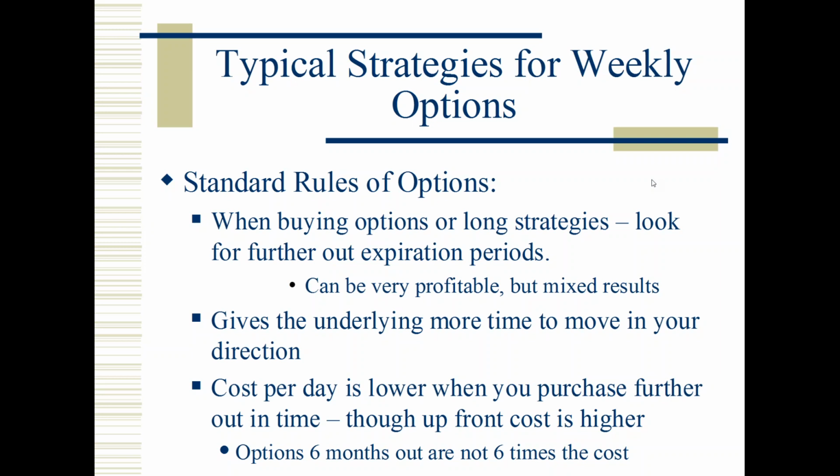So when buying options or long strategies, we do look for further out expirations. If I'm buying a call or buying a put, speculating on a market movement in one direction or the other, I probably want to go at least maybe 2, 3, or 4 months out in time to have a lower annualized cost into the position. Now, that being said, it gives the underlying more time to move in our desired direction, and the cost per day is lower even though the upfront cost is higher.